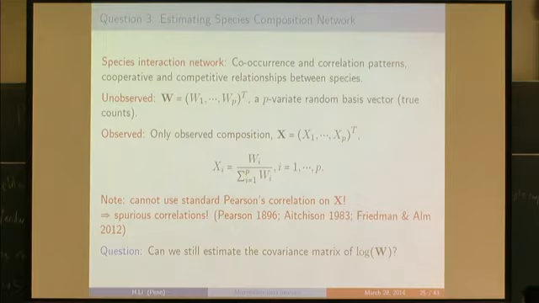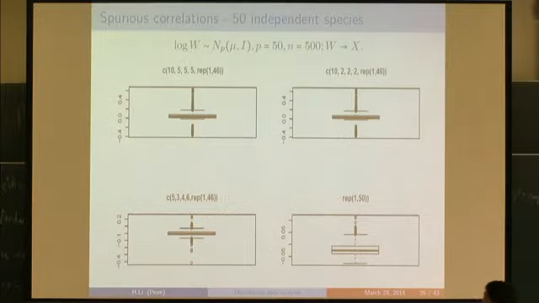And again, Aitchison in the 80s really noticed this problem. And most recently, Friedman and Alm in the PLOS Computational Biology paper also pointed out this issue. It's not always an issue, sometimes it could be a big problem. So let me just show you what the problem is. This is just a simple demonstration.